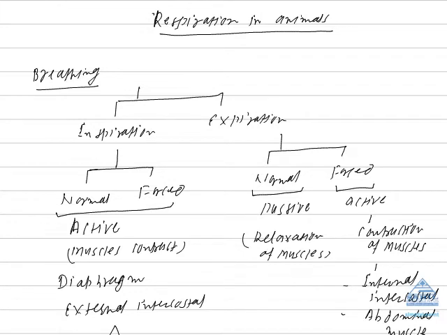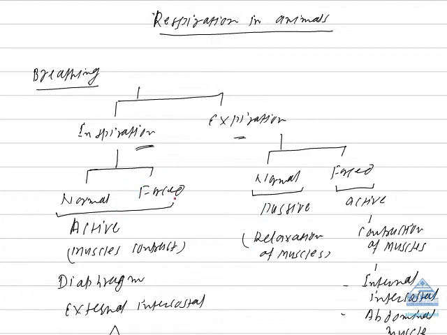The steps in respiration. The first step in respiration is breathing. Breathing is the sum total of inspiration and expiration. Both of these processes are of two types: normal inspiration and forced inspiration. Similarly, normal expiration and forced expiration.